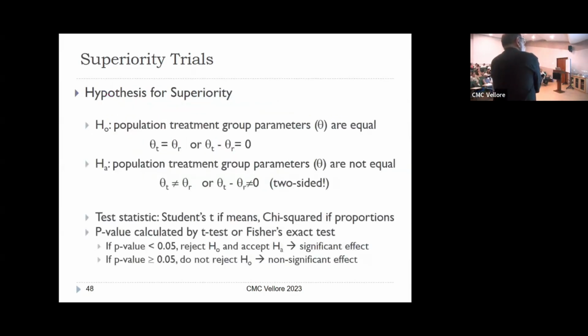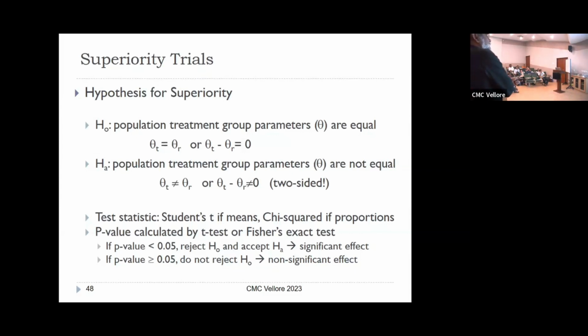So for the hypothesis for superiority, I unfortunately will use some Greek letters. We use Greek letters for only one reason: to confuse people. So therefore, you hire us and we have jobs as statisticians. That's the only reason. We could use other letters, but then you won't hire us.